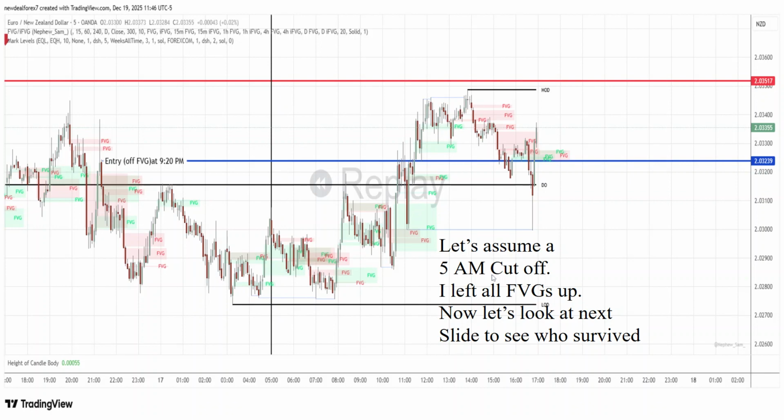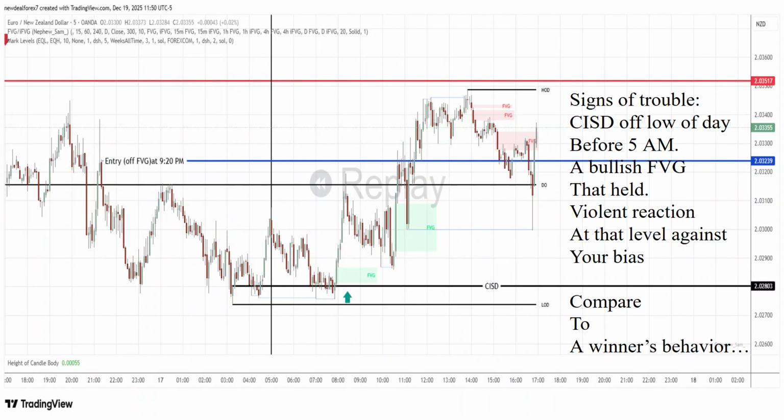This is the same chart, but now with the fair value gaps that held when the day closed. And look at that. Bullish fair value gap, that's a red flag. The main first red flag though was the change in state of delivery. To put it simply, whatever price action created the low, which in this case is really this line right here, when price closes above this level and this low holds, that's a red flag.